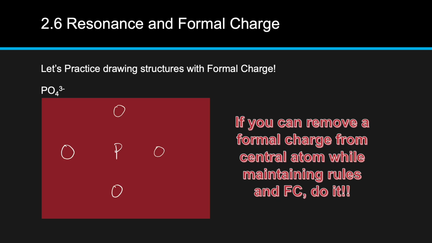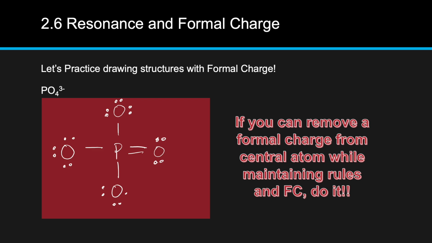Phosphorus has 5 valence electrons, so I'm going to bond out all 5 of those electrons. So I have 1, 2, 3, 4, and 5. And then add in my lone pairs. So this oxygen has 2 bonds, so I only need 2 lone pairs. And then these oxygens have 1 bond, so I need 3 lone pairs to satisfy that octet, or 8 electrons.